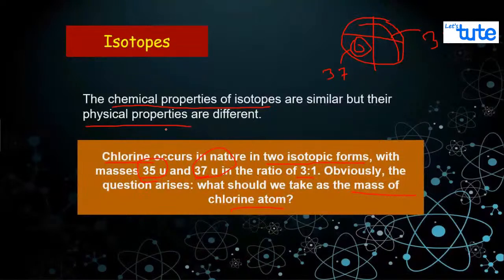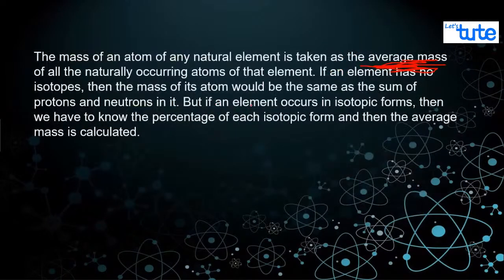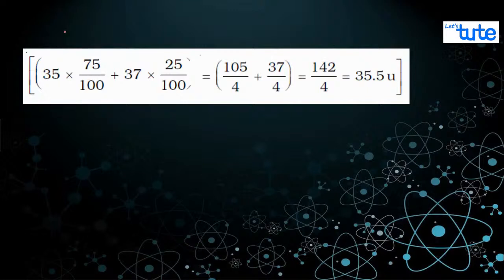In this case, there are two isotopes, so we will take the average of these two isotopes. Let us try to understand this. This is chlorine 35 and this is chlorine 37. What we have done is take the average of these two. So how are we going to take the average?